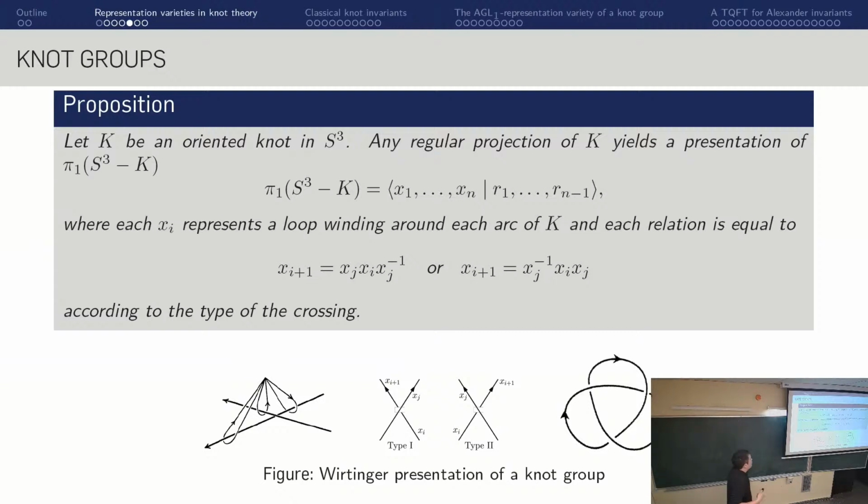So the goal, just to remember that knot groups can be explicitly described or presented using generators for those arcs, and then the relations are conjugacy relations. This is the Wirtinger presentation of any of the knot groups, okay?